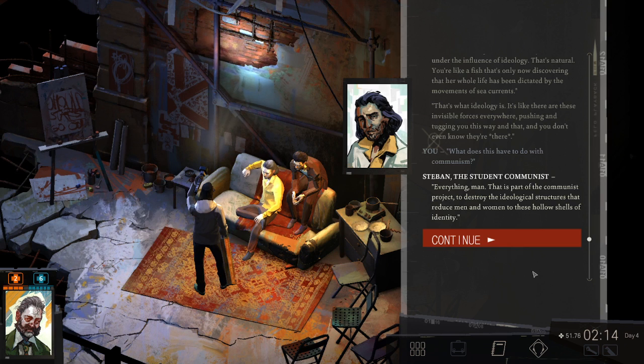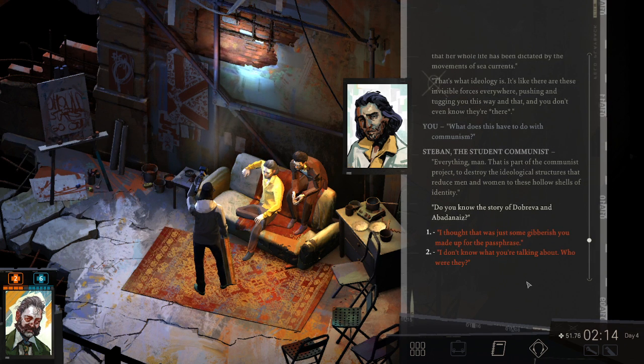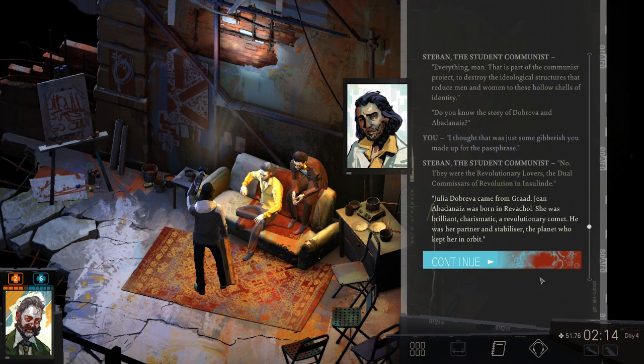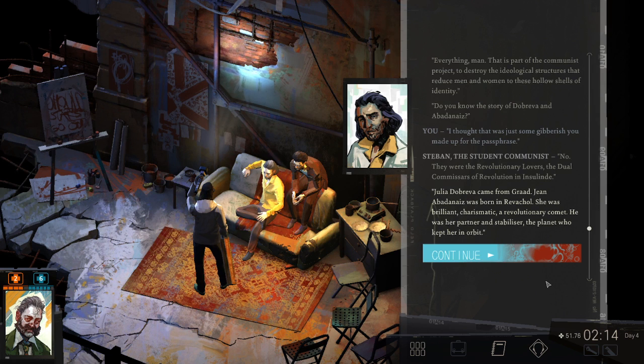Everything, man. That is part of the communist project, to destroy the ideological structures that reduce men and women to these hollow shells of identity. Do you know the story of Dobrova and Abadanais? I thought that was just gibberish you made up for the passphrase. No. They were the revolutionary lovers, the dual commissars of revolution in Insulinda. Yulia Dobrova came from Grad. Jean Abadanais was born in Reversal. She was brilliant, charismatic, a revolutionary comet. He was her partner and stabilizer, the planet who kept her in orbit.